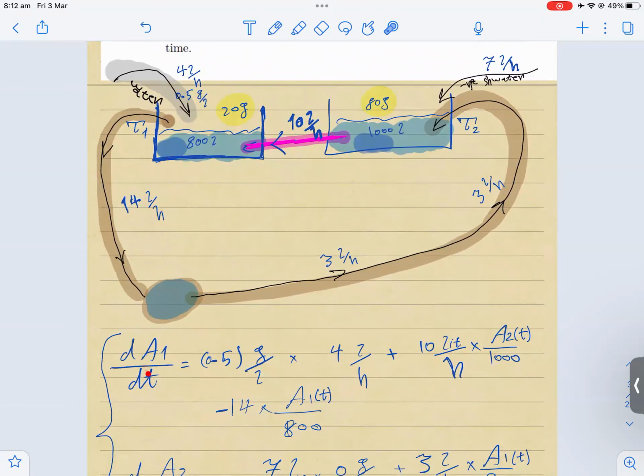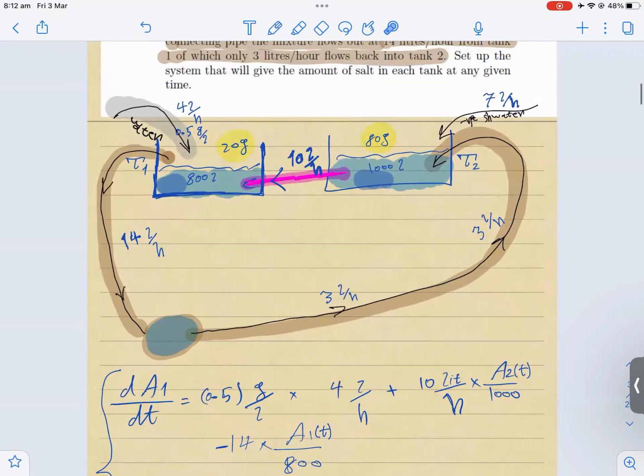For tank 1, I show the amount of the salt by index 1. It seems that the concentration 0.5 gram per liter times the velocity, which I have written here, plus something coming inside also here, the pink color, 10 liters per hour from tank 2. I don't know the concentration, but I can calculate it: the amount of the salt from the second tank divided by 1,000.